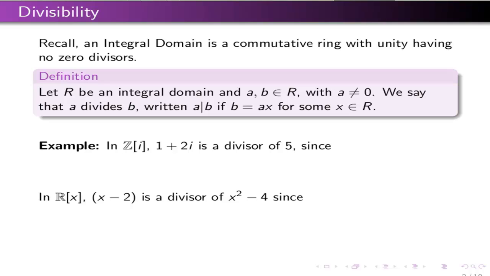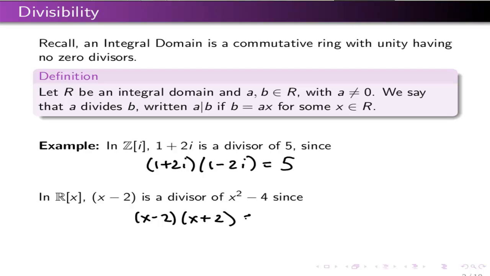First of all, the concept of divisibility is exactly what we had in the integers. So we say A divides B if B is A times X for some X in your integral domain. So for example, in the Gaussian integers, 1 plus 2i is a divisor of 5, since 1 plus 2i times 1 minus 2i is equal to 5. Or in the polynomial ring R[x], x minus 2 is a divisor of x squared minus 4, since x minus 2 times x plus 2 is x squared minus 4.